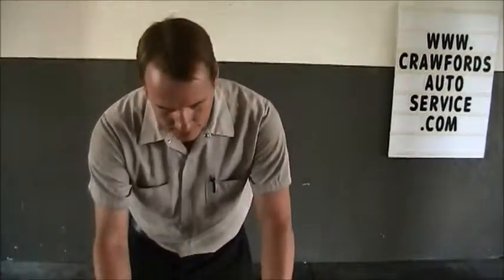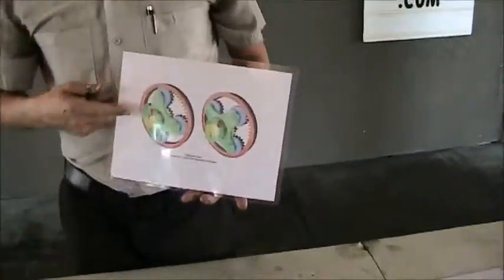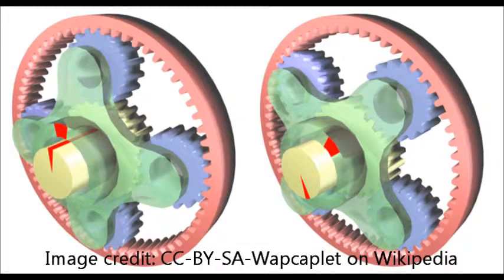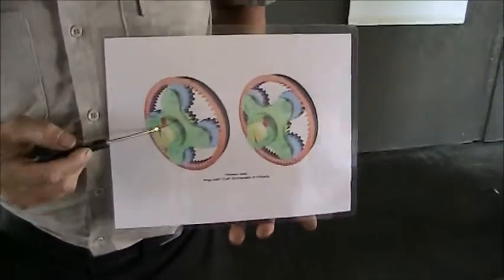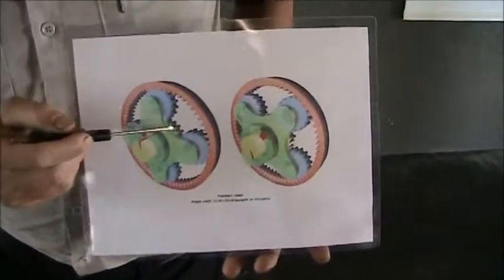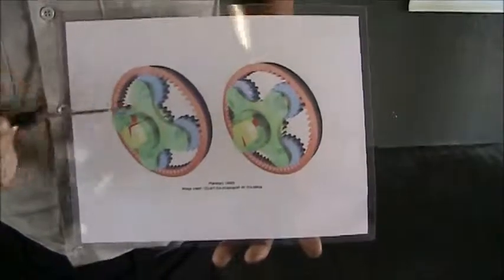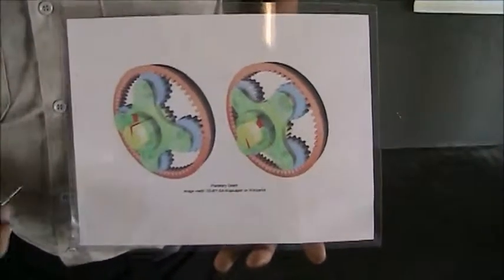Next, we're going to move into the automatic transmission. Automatic transmissions are very complicated, and it's almost like magic the way they work. They have a series of gears. Now this is a picture of a sun and planet gear. The sun being the center here, this gear would be the sun gear. These would be planetary gears, and this would be the ring gear.